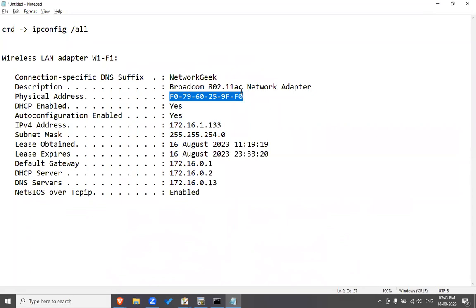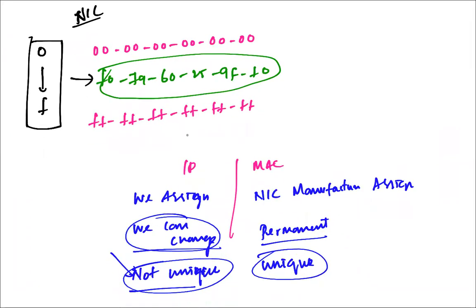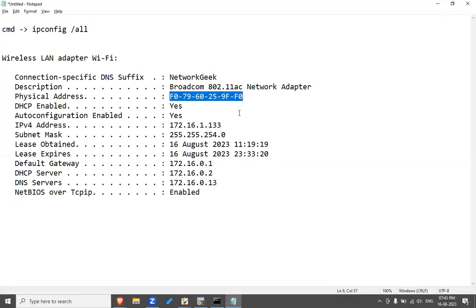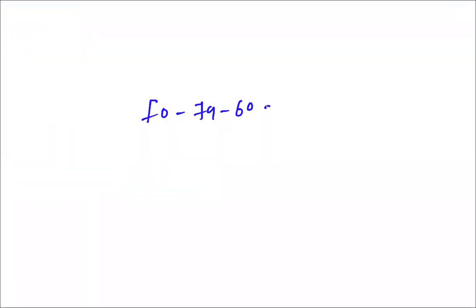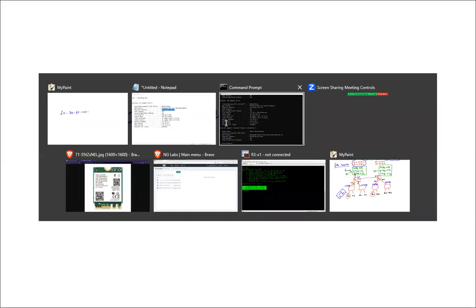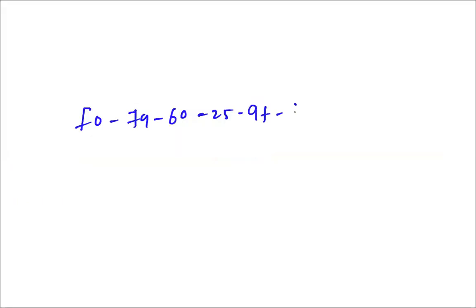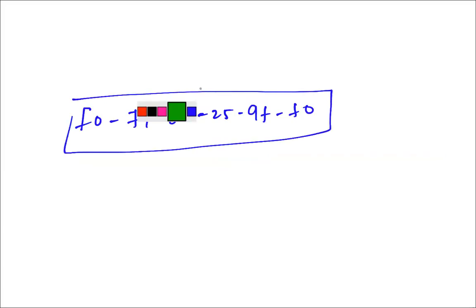With this, we'll try to understand one more thing. The MAC address has two portions. Let me write this again: F079 60259F F0. The MAC address has 12 characters. The first 6 characters we call the OUI, Organizationally Unique Identifier. By seeing the first 6 characters, we can understand which manufacturer it is. And the other 6 characters are basically like a vendor ID.